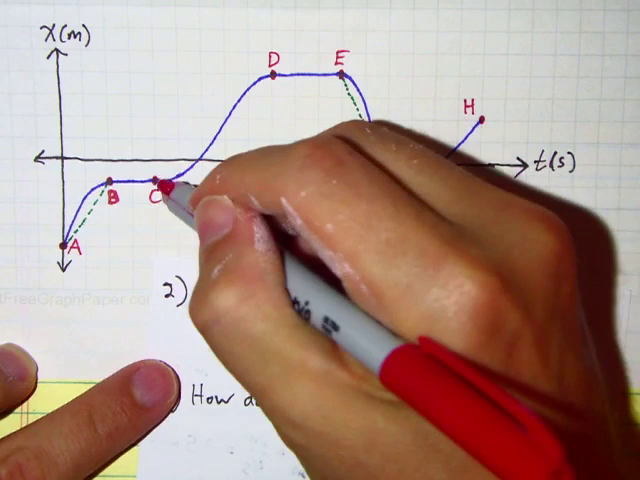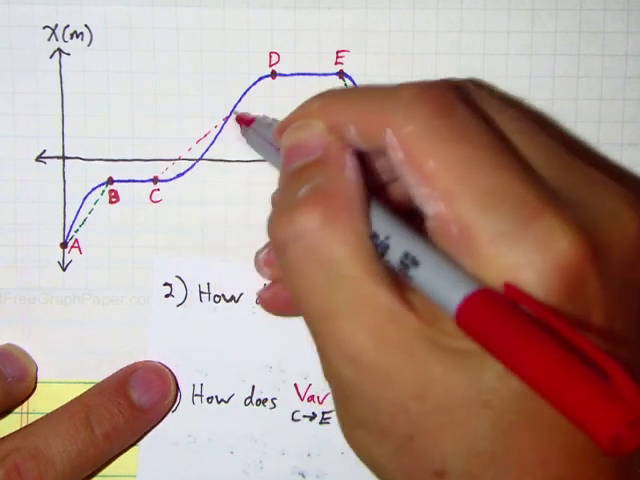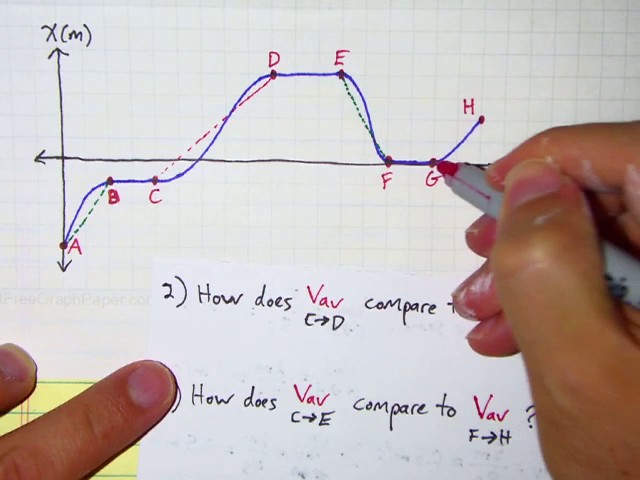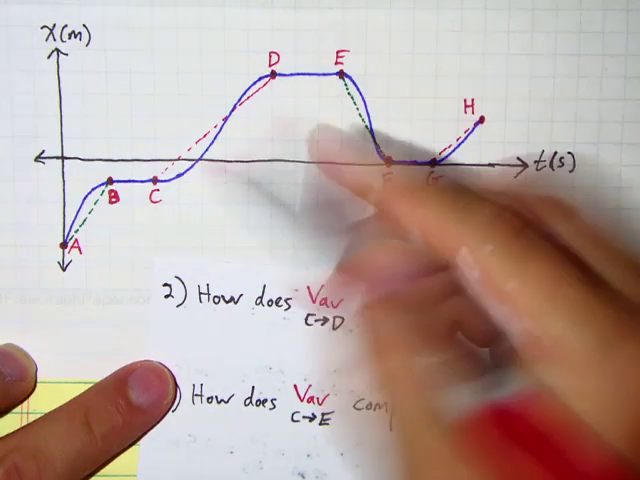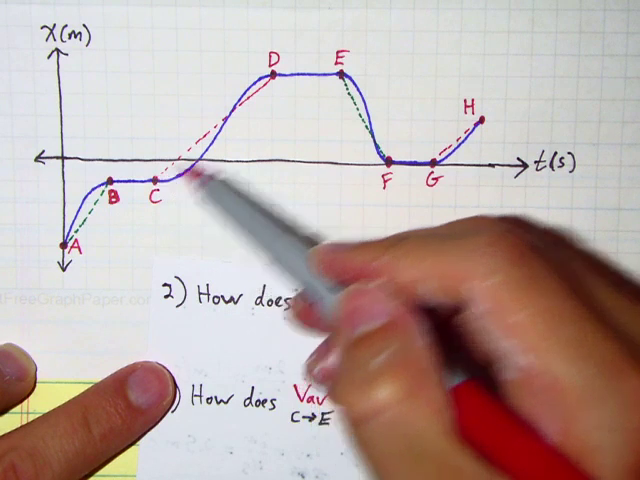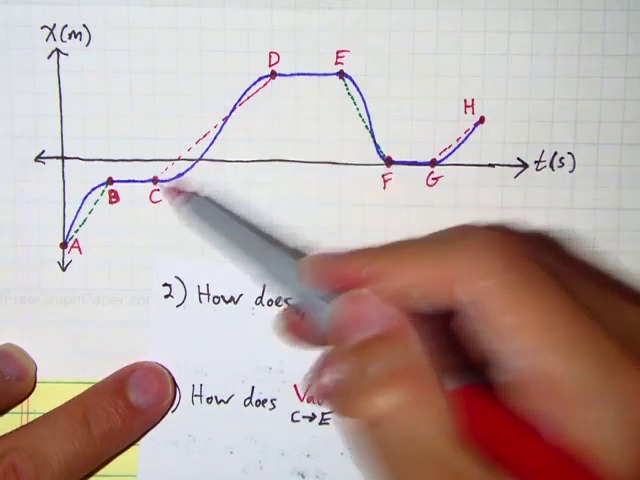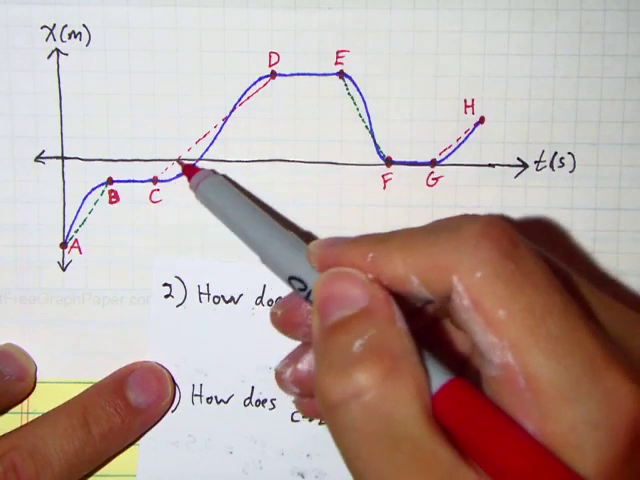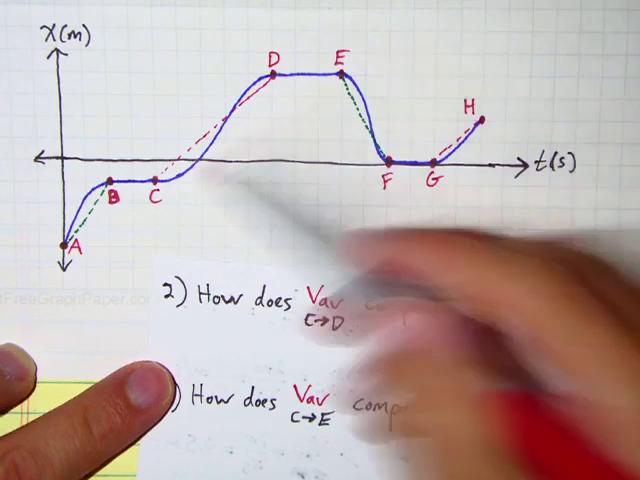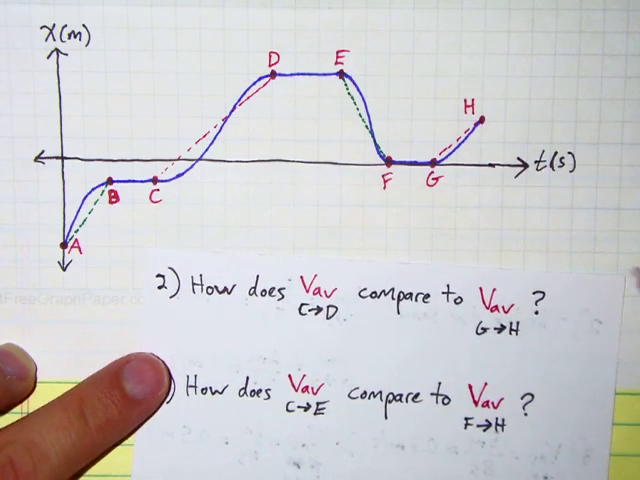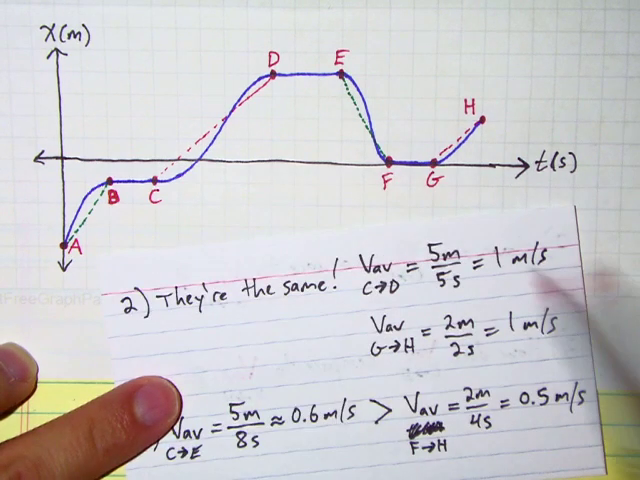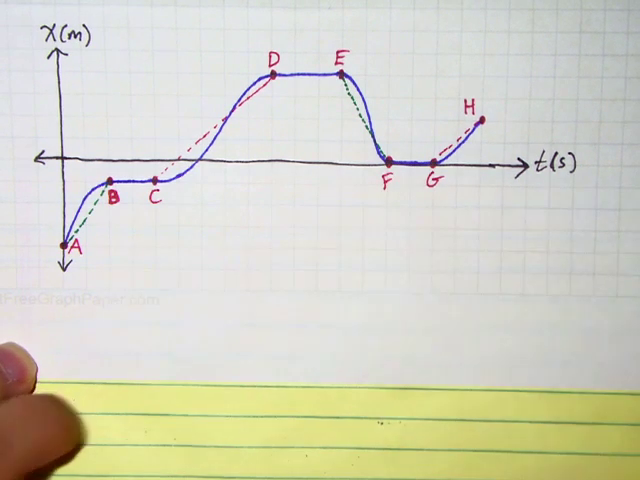From C to D, we can draw in that dotted line. From G to H, we can draw in that dotted line. We can compare the slopes of these two lines, and by eye, you can see that the slope of this is 1 meter per second. It's going over 1, up 1, over 1, up 1, over 1, up 1. Same thing here, over 1, up 1, over 1, up 1. They have identical slopes, therefore the average velocities are identical. They're the same, 1 meter per second each.